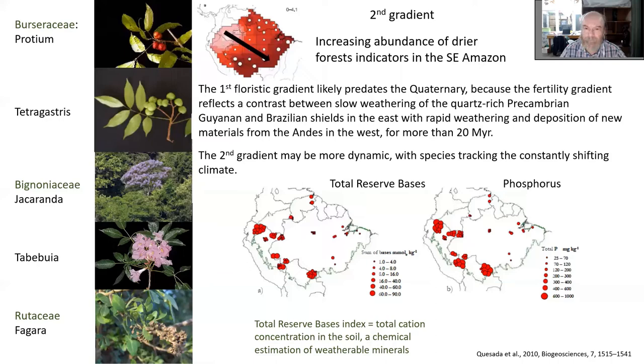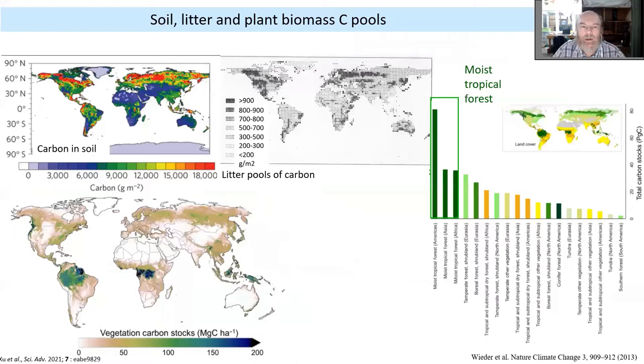Okay, now when we go to another soil characteristic, and that is the carbon reserve in soil, litter, and living plant biomass. There are contrasting latitudinal trends. The carbon in soil is low in the tropics, and the highest reserves are in the peat layers, and in the permafrost layers in the northern temperate zone. That's the red color on this map. Similar situation is in the litter, where again the fast decomposition in the tropics leaves no reserves.